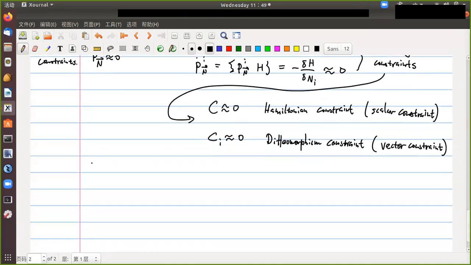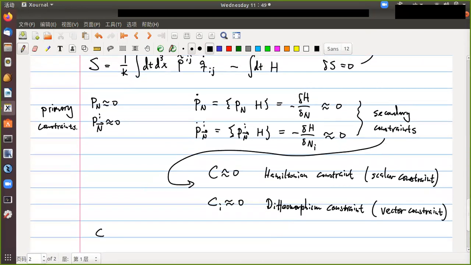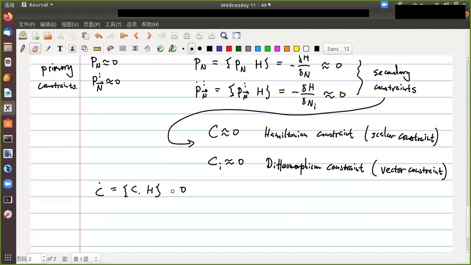Furthermore, once you get a secondary constraint, you may have the question that probably you have to check the consistency of the secondary constraints. Namely, you have to compute C dot equals the Poisson bracket of C with H equals 0, and Ci dot equals the Poisson bracket of Ci with H also equals 0. Probably you will call them tertiary constraints.